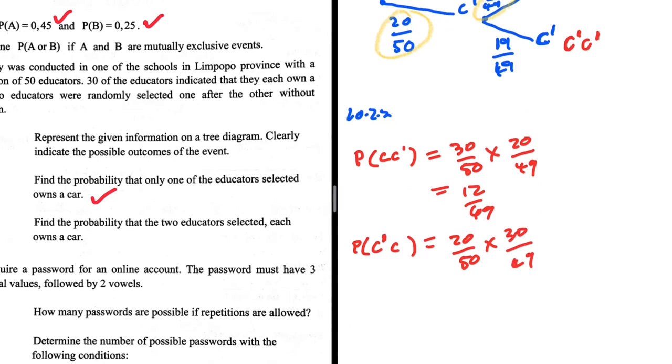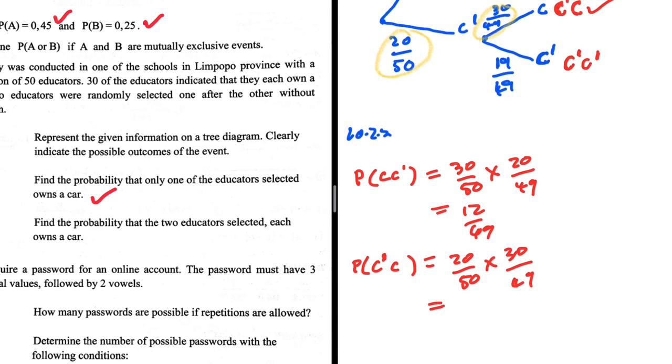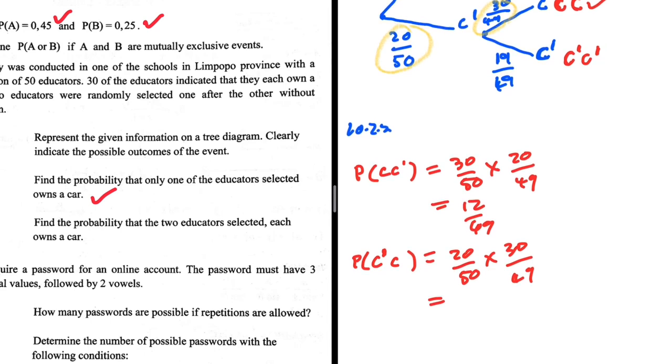Okay, I think we should end up with the same thing here, because on the numerator we have 30, 20. On the denominator, we have 50 and 49, which are also multiplying each other. So we're going to have 12 over 49 here.